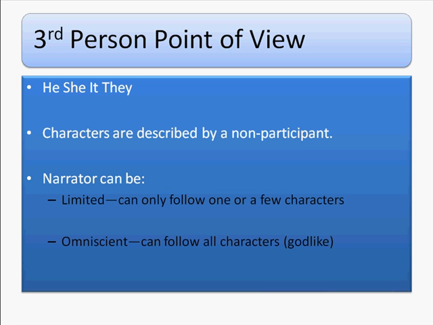Contrasted to limited narrators would be an omniscient third-person point of view, and omniscient points of view are essentially godlike or goddess-like. So we are following all characters. We can be in all characters' minds. We can understand the reasons for what all characters are doing at any given time.